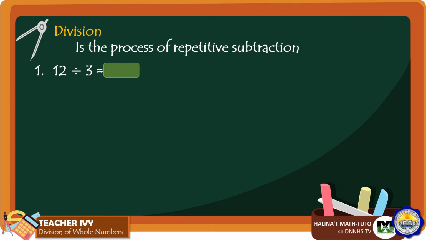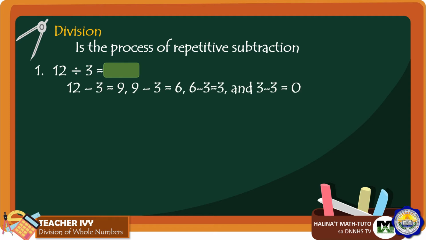Thus, 12 divided by 3 is equal to 4. 12 minus 3 equals 9. 9 minus 3 is equal to 6. 6 minus 3 is equal to 3. And 3 minus 3 is equal to 0. We subtracted all by 3 and subtracted repeatedly until it became 0 or with remainder. Let us consider another example.